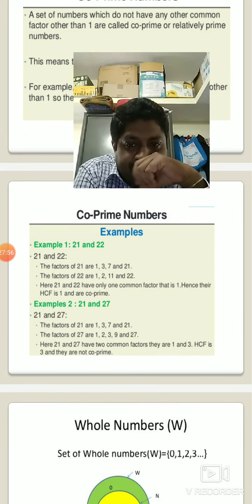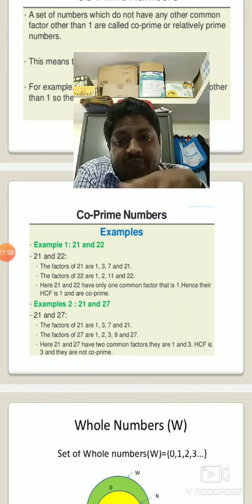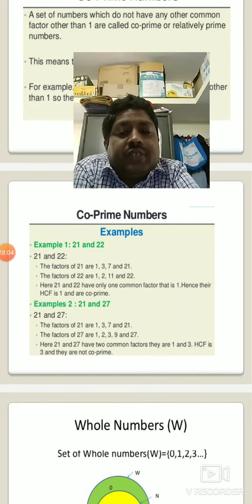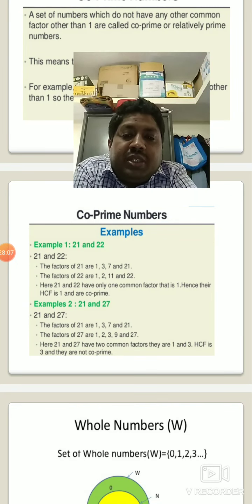The next one is 21 and 27. Factors of 21 you already know. Factors of 27 are 1, 3, 9, 27. Here, see how many factors are there.